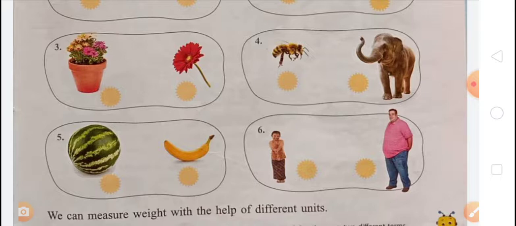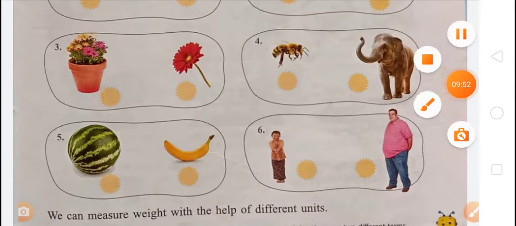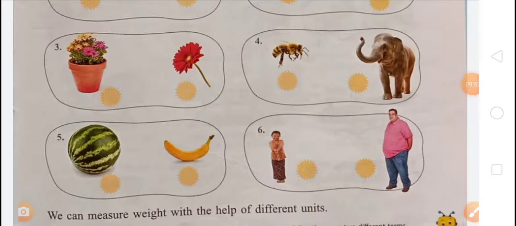And we can measure weight with the help of different units. And in your homework, you have to fill book page number 137, page number 138 and page number 139 in your book.